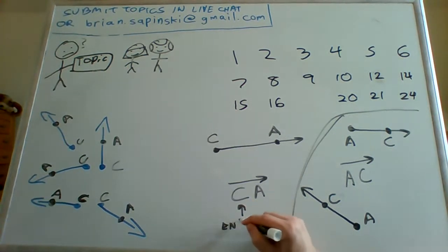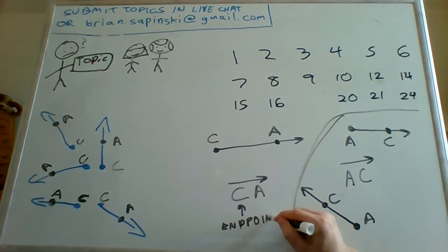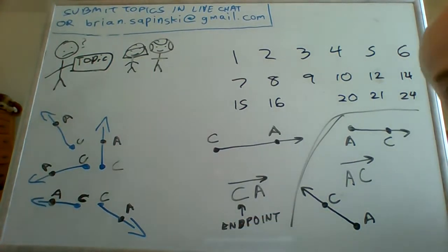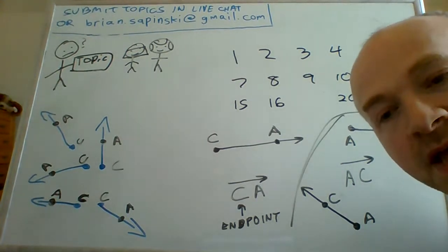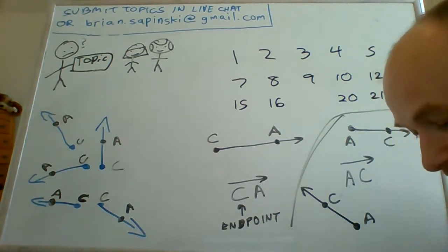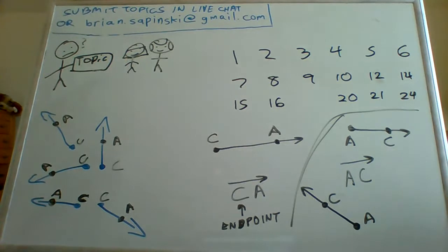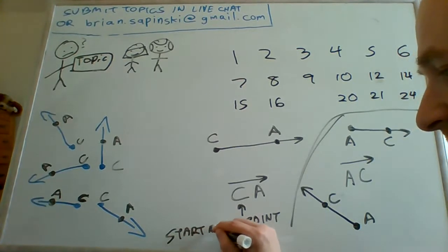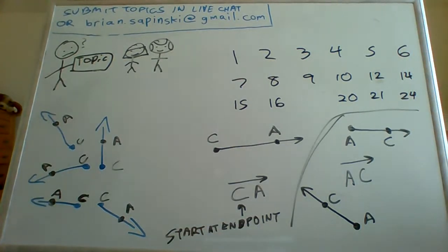This is the end point of the ray. Where does it begin from? That's how you look at the name of the ray notation. So it always begins from here. Always make a note: start at the end point. That's what we want to be able to do.